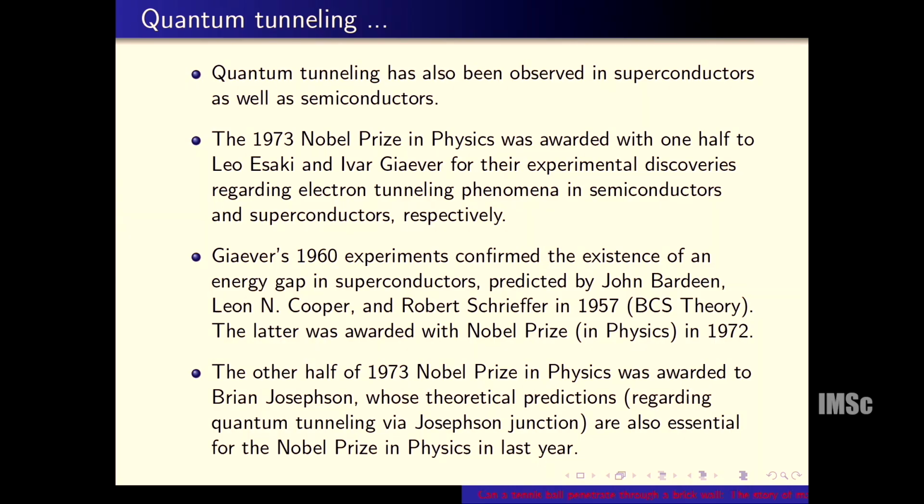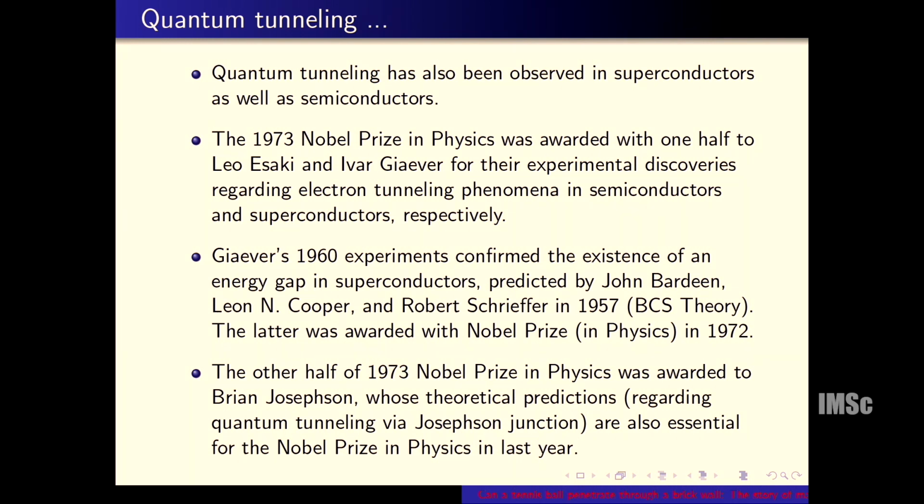But the interesting thing, and this is where this Nobel Prize is important, is that quantum tunneling has also been observed in superconductors and semiconductors. Now, if you are not aware of superconductors and semiconductors, these are basically physical systems, like some typical niobium oxide or something. If you pass current, we know that because of resistivity, current can pass, but it will produce heat, because of the resistivity.